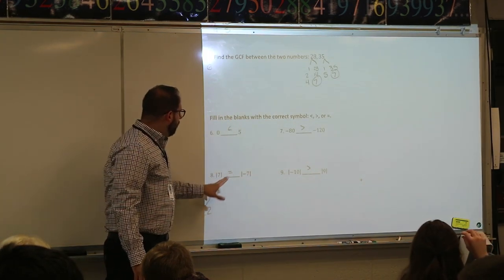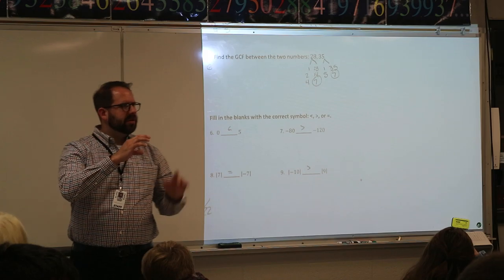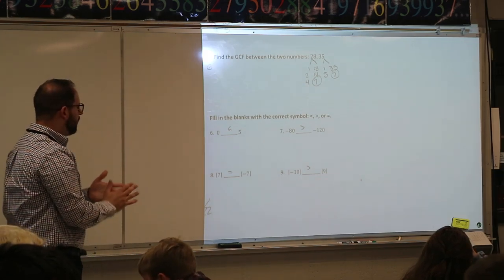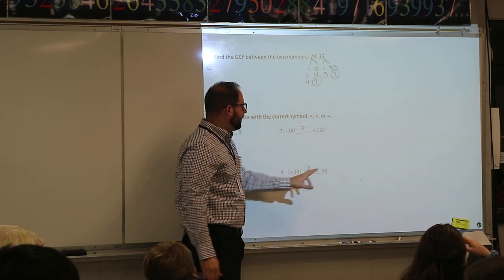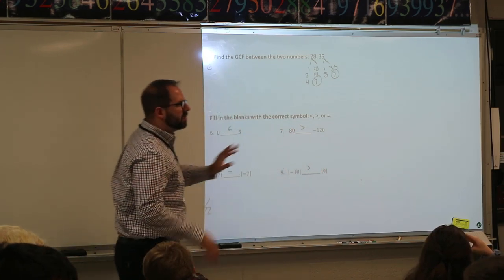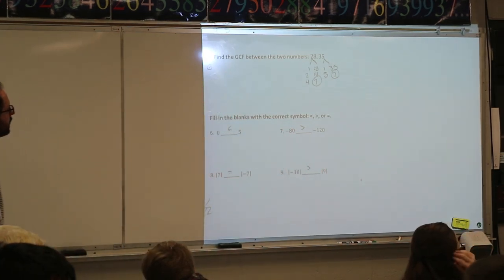On these, they are equal, and some people tried to put the inequality symbol, but they're exactly the same number. They'd both be 7s. And then on this one, this is a positive 10, that's a positive 9. A positive 10 would be a bigger number, because it's absolute value, they just can't spell the negative signs.